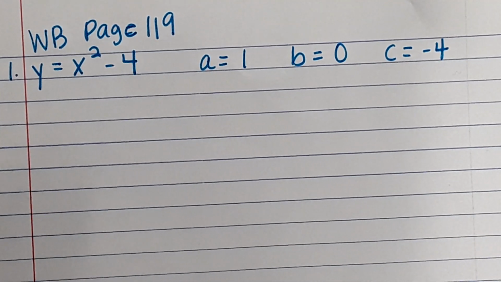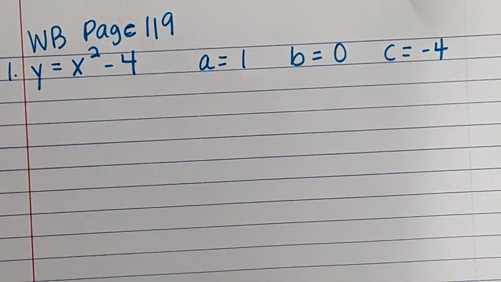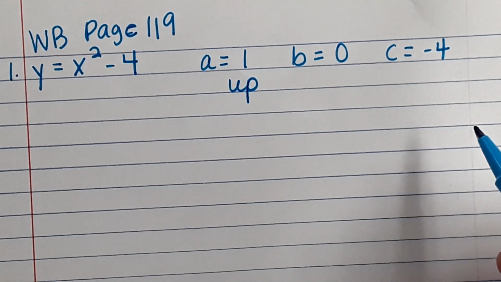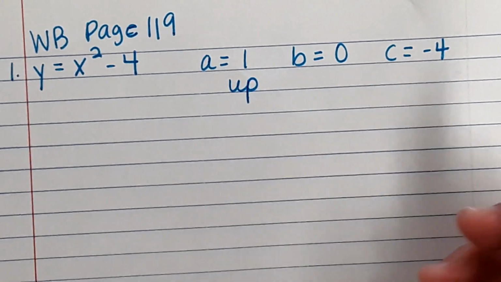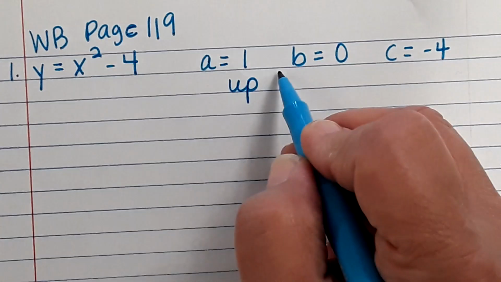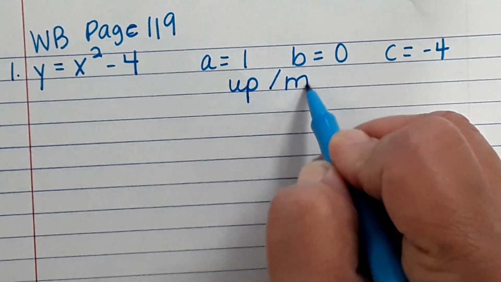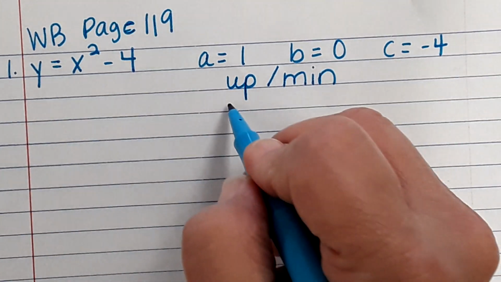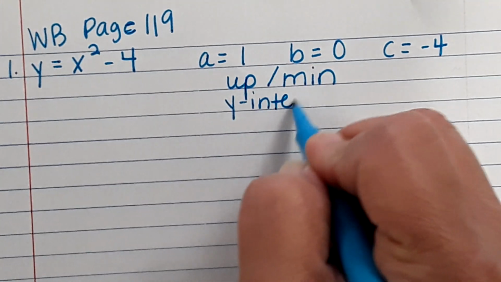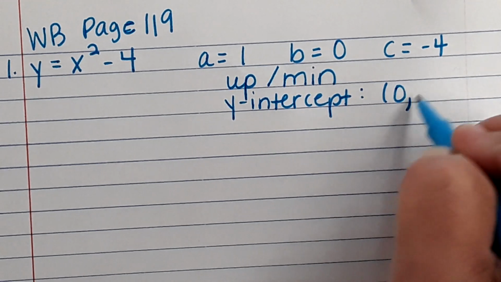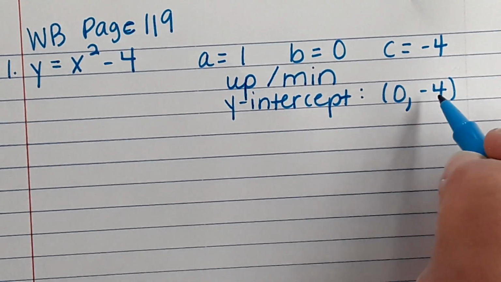Now, you're supposed to tell me if it opens up or down. It opens up, and who can tell me why it opens up? Because A is positive. So if this opens up, then what is the vertex? The minimum point, because if it opens up, that means the vertex is at the bottom of your graph. And then what is my y-intercept? So my y-intercept is (0, negative 4), because the y-intercept is always (0, c).